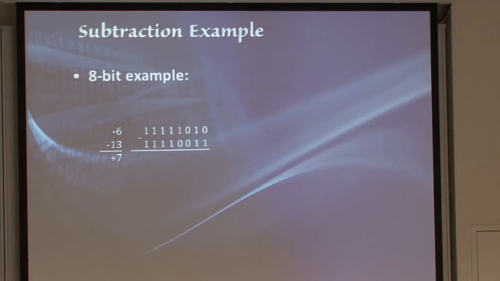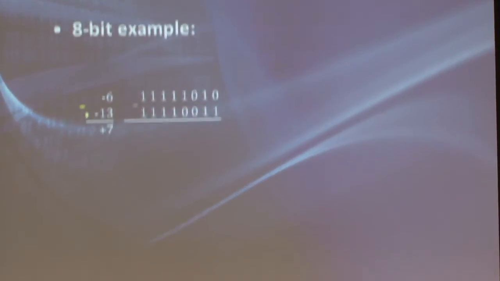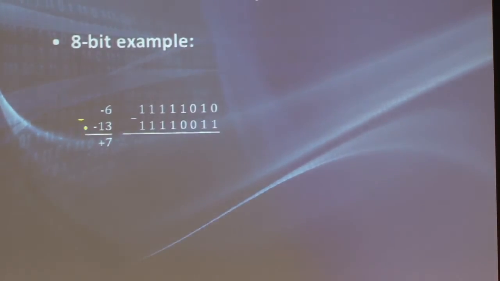So, as an example, I want to subtract minus 6 minus minus 13. So I have those two negative numbers. You can see the most significant bit is 1. Now, I could have tried to do this using subtraction, but we said we don't like subtraction circuits. We'd rather do addition. And therefore, I'll leave the first number as it is and take the 2's complement of the second number.